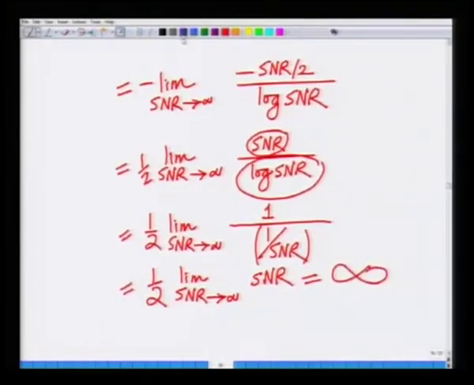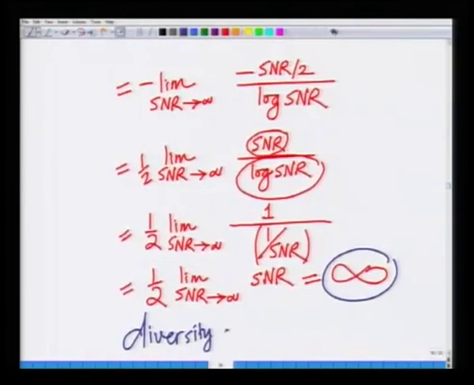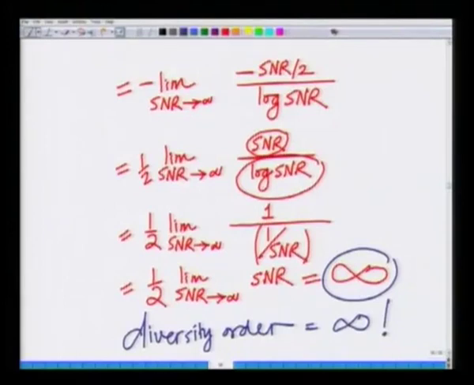Now, this limit as SNR tends to infinity is nothing but infinity. So, in other words, this diversity order equals infinity. That is a surprising result. So, this shows a very beautiful intuition for a wireline channel. What is the intuition?